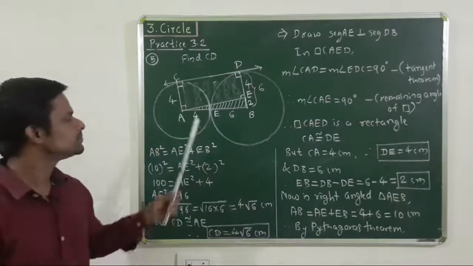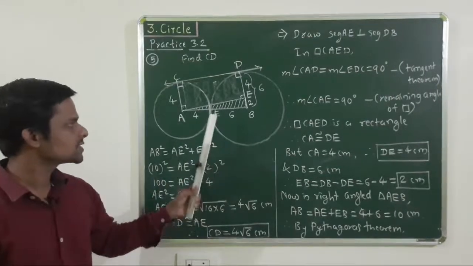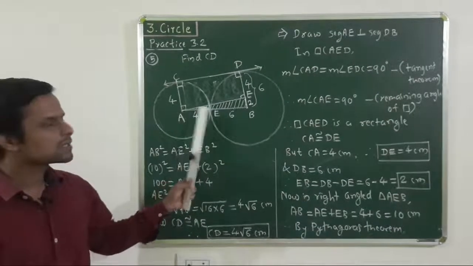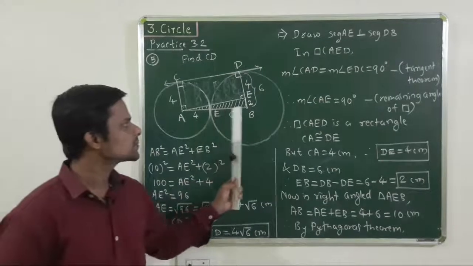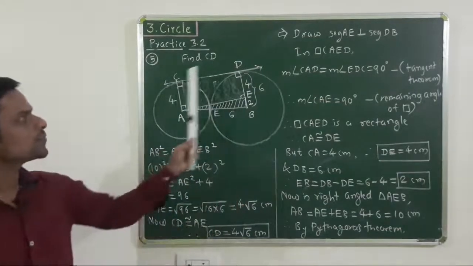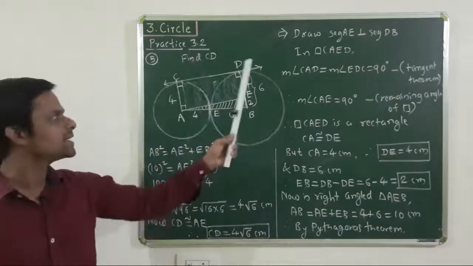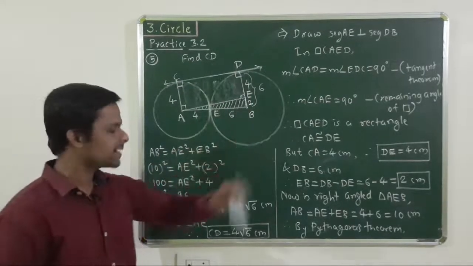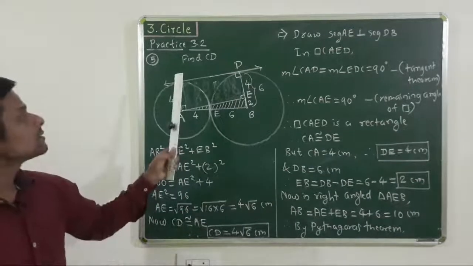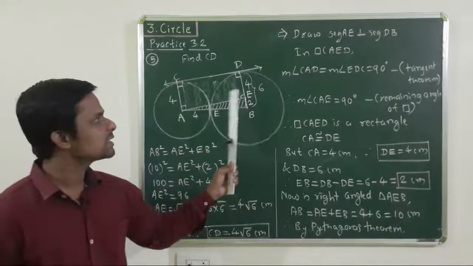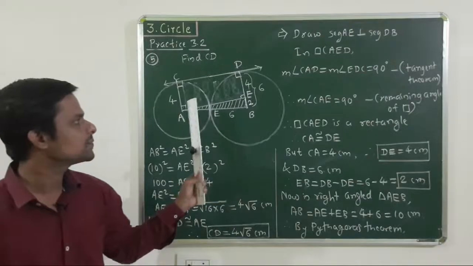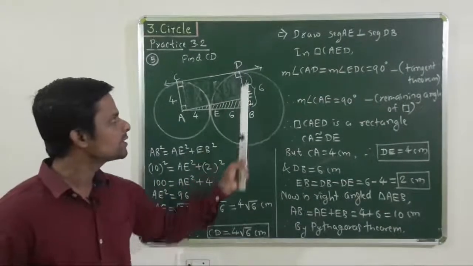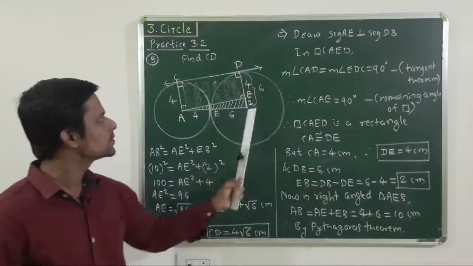See once again, there are two externally touching circles at point E, and the radius of the smaller circle is given as 4, radius of the second circle is given as 6, and we have to find CD, where CD is the common tangent of these two circles, which touches the first circle at C and touches the second circle at point D. Now there is one construction that is very important, from which we will get the solution, that is draw AE perpendicular to DB.